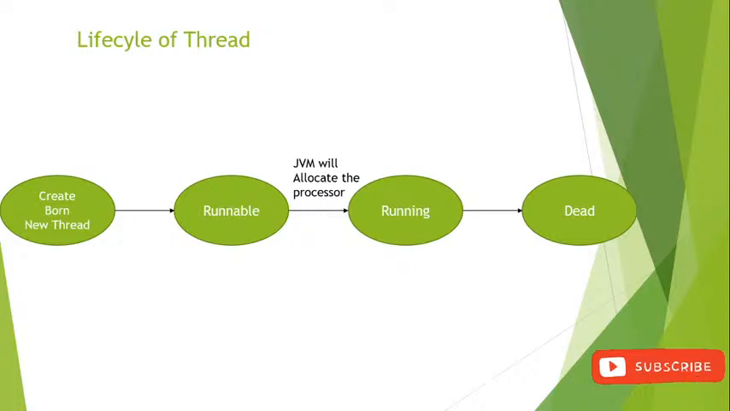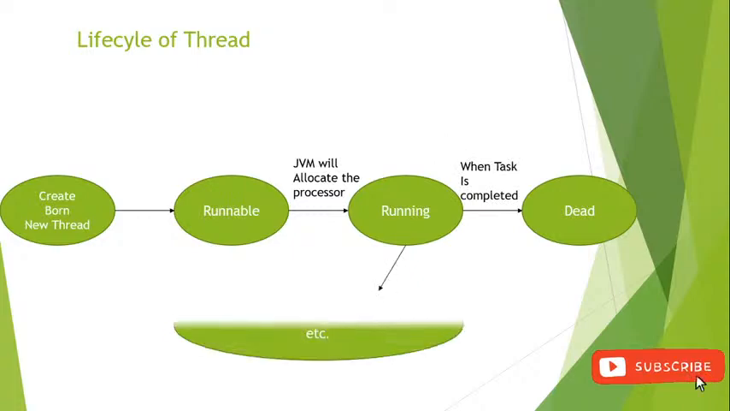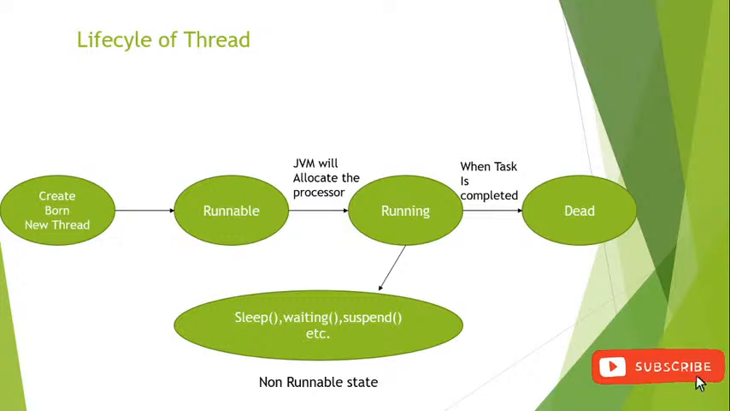Okay, if you perform any sleep method, waiting method, or suspend method on the thread, the thread will become non-runnable. The thread will come to the non-runnable state if we perform any method like sleep, wait, or suspend, or any method which stops the execution of the thread. It will wait for some time until that slice of time is over.